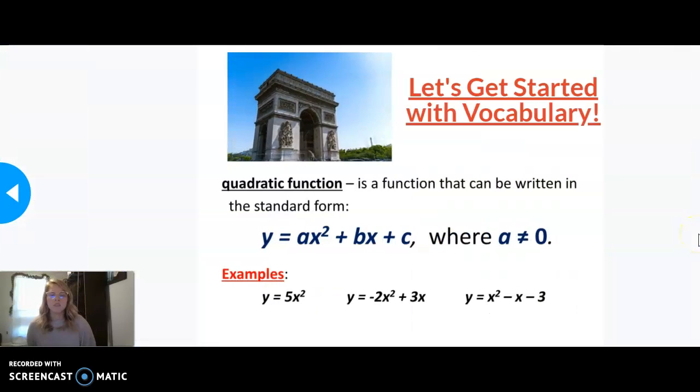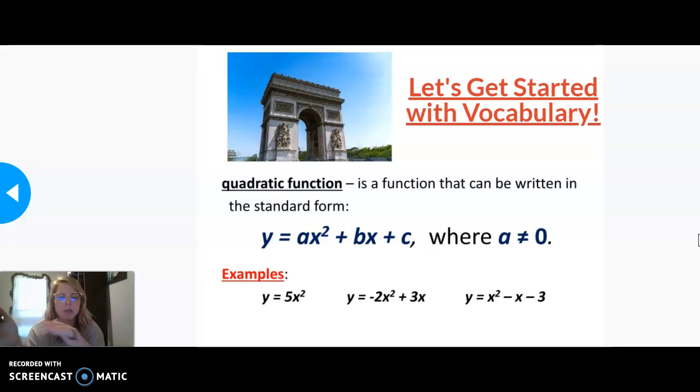All right, so to get started with vocabulary, if you guys have trouble with anything, make sure that you refer back to that anchor chart that I provided you at the beginning of the lesson that goes over all this vocabulary as well. So first off, today we're talking about quadratic functions. Well, what is that? It's a function that can be written in standard form with the values y equals ax squared plus bx plus c, where a is not equal to 0.